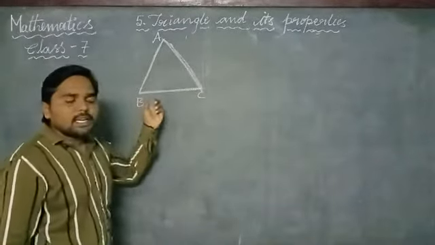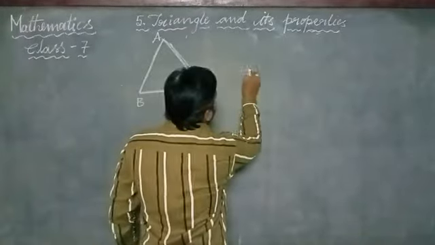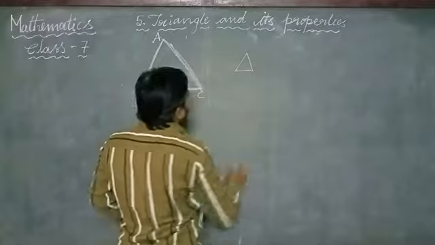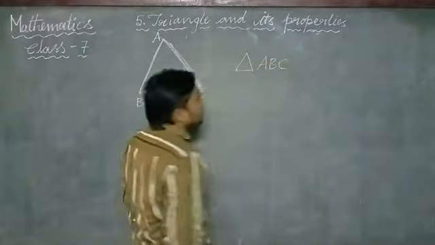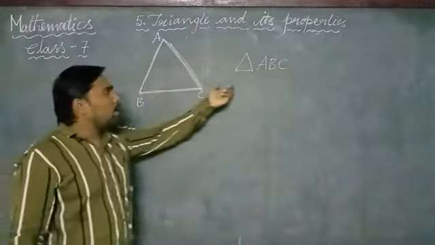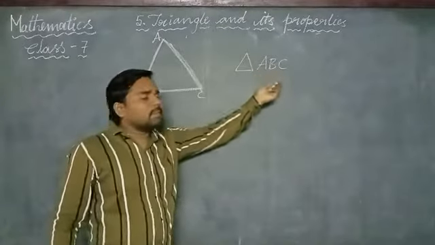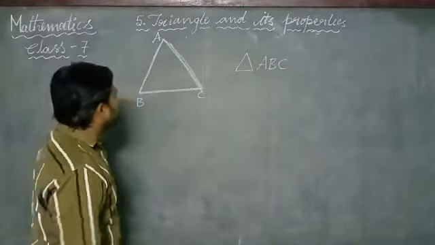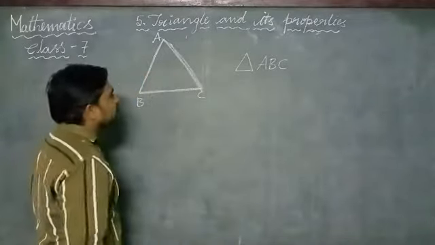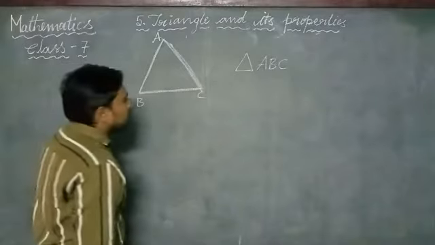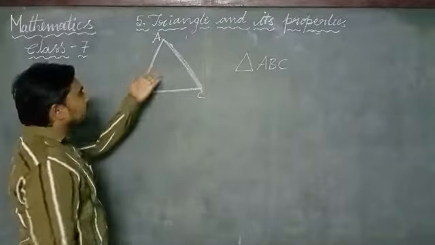Now let us see the representation of this triangle. Generally we represent the triangle as triangle ABC. Suppose it is the triangle ABC, we have to represent it with this symbol along with these line segments. How many sides are required to draw the triangle? Three line segments.